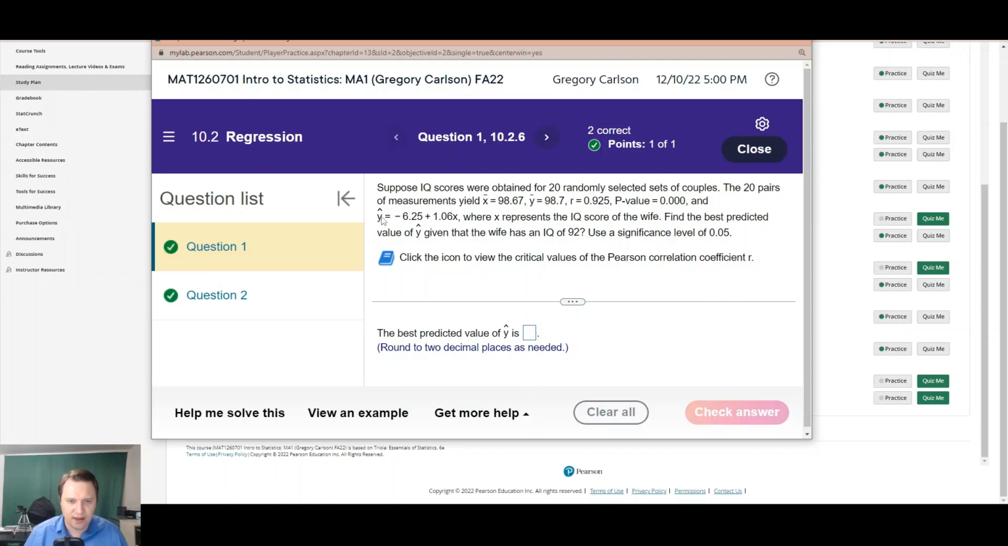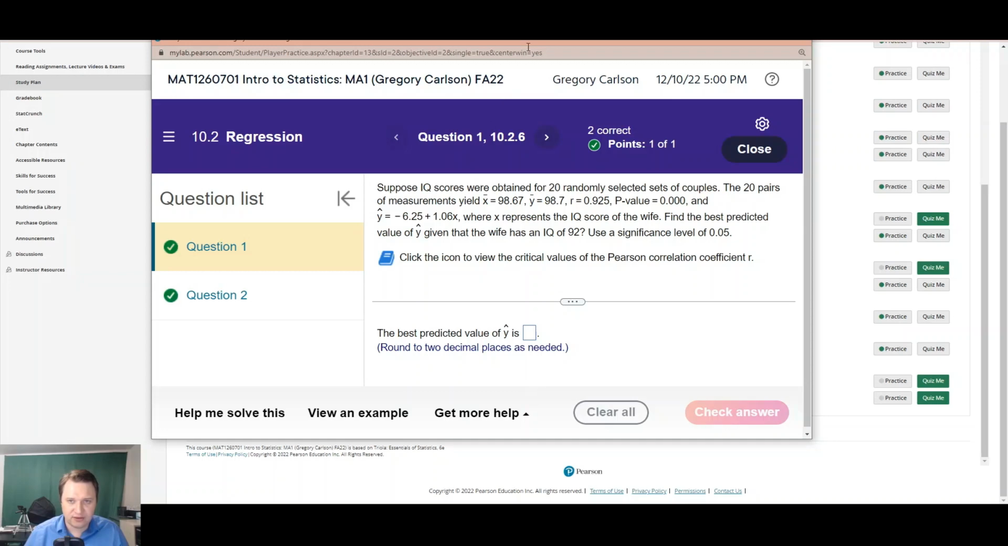Here's our equation, y hat equals negative 6.25 plus 1.06x. So that has a positive correlation. So maybe it appears that as one goes up, the other goes up. But here's what we need to look at. We need to look at the p-value. If we have the p-value being less than alpha, we can use the equation. Otherwise, we cannot. So the p-value is 0, and I don't see an alpha. Oh, no, there it is. Use a significance level of 0.05. So we can use this equation because the p-value is smaller than alpha.